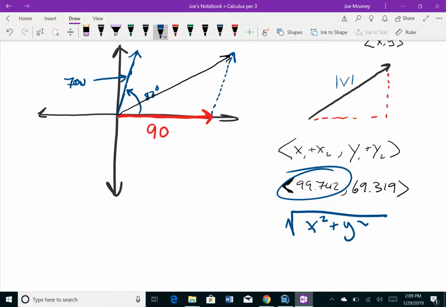Okay, did everyone hear me? You are storing 99.742 as the new x. And your y didn't change. If the y did change, you would have had to store that as the new y. So now I'm square rooting x squared plus alpha 1, which is known as y squared.